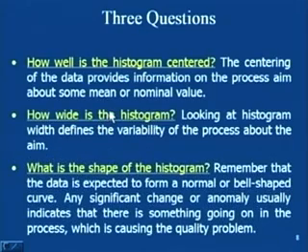The third question is: what is the shape of the histogram? As I mentioned earlier, most observations follow the normal distribution if the observations have been taken independently and in an unbiased way. Remember that the data is expected to form a normal, bell shaped curve. Any significant change or anomaly usually indicates that something is going on in the process which is causing a quality problem. If we do not get the normal bell shaped curve but some different shape, this is a clear indication that something is going wrong with the process or with the services that we are providing.